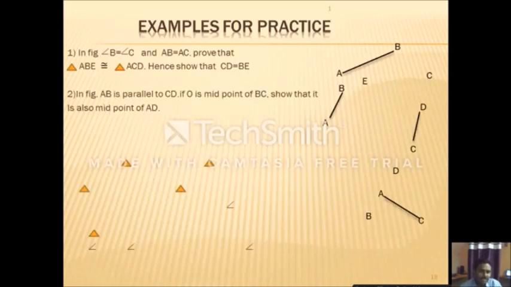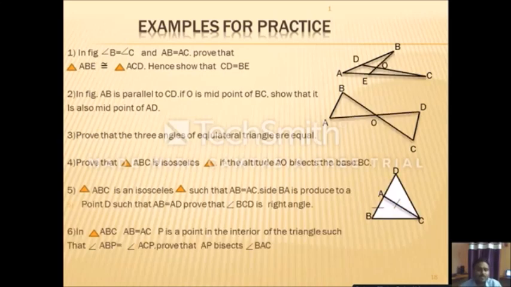Then at the last we can take some problems for practice. In this way we can give examples for practice to the students.